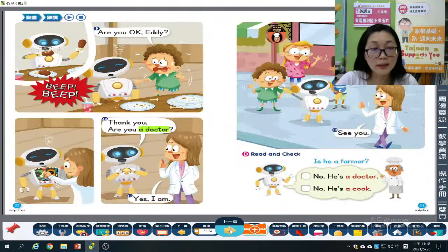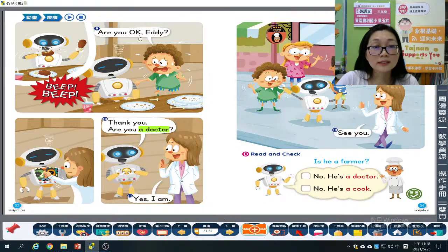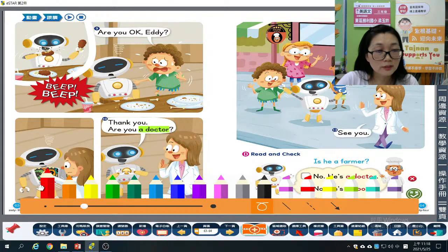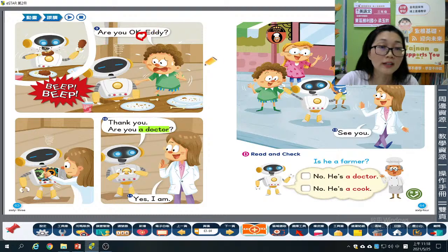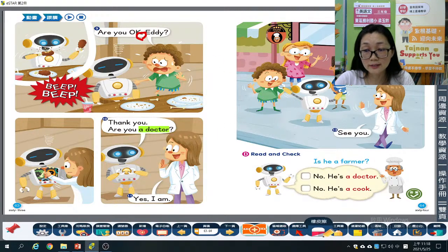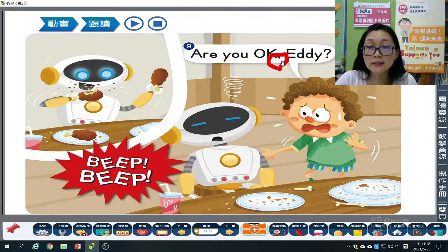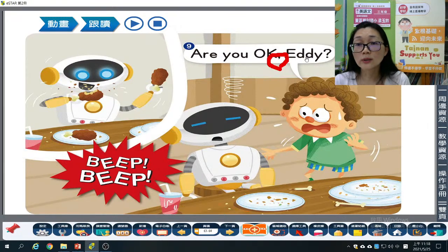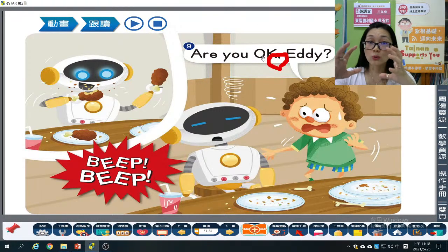And then the next page. Again, take your pencil or pen and circle the comma here. Number 9: "Are you okay, Eddie?" I will enlarge it. If we call someone and put the name at the end, we use a comma before the name. So, "Are you okay, Eddie?" And okay, for short, is big O and big K.